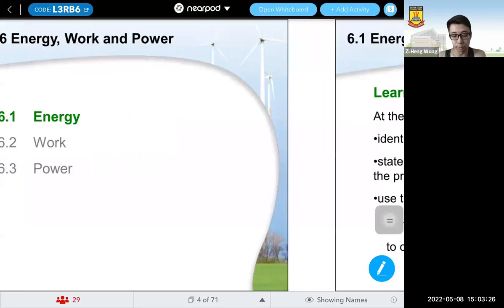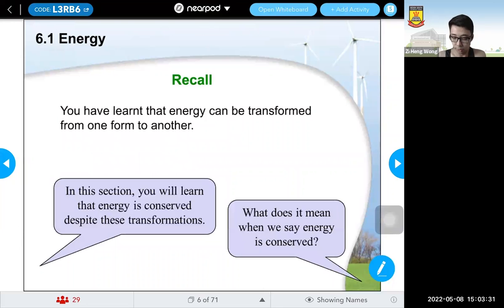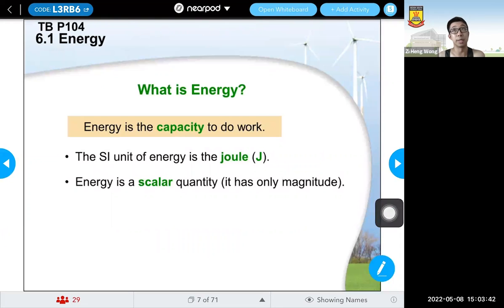So we start off talking about energy. Back in Sec 1, you have learned that energy can be transformed from one form to another. So in this first part, you will learn about what is energy and the different forms of energy, which is nothing new. Energy is the capacity to do work. The SI unit of energy is joules with capital J. Energy is a scalar quantity. It has only magnitude. There's no direction when it comes to energy.